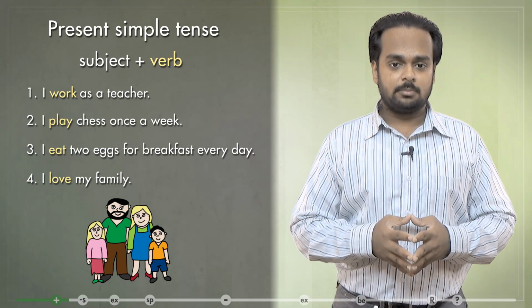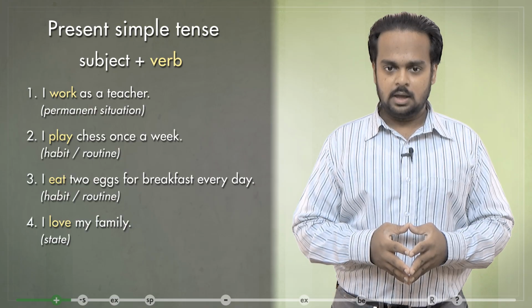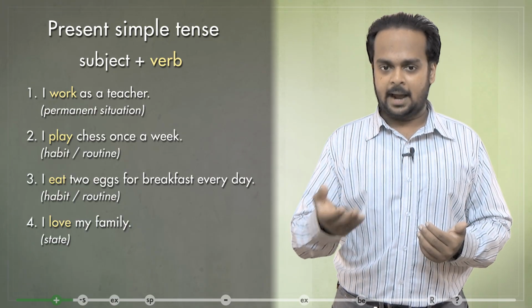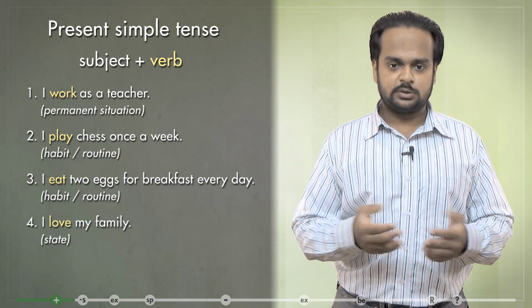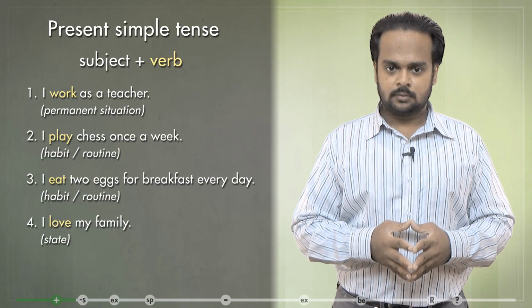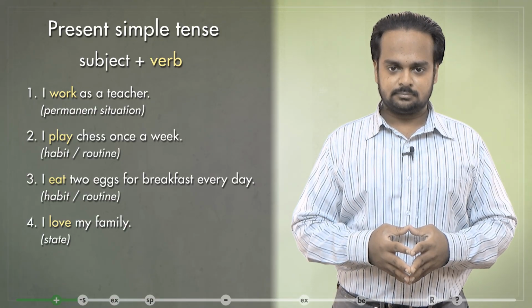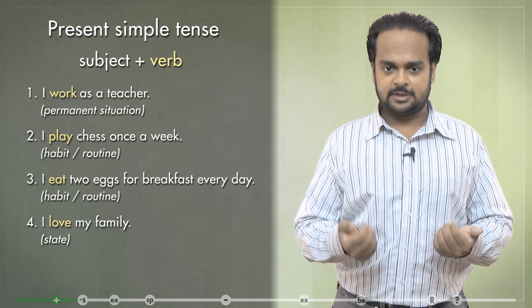And if you remember from the previous lesson, the first sentence is a permanent situation. The second and third talk about things that I do regularly, habits or routines. And the last sentence is a state using the state verb love. These are the main uses of the present simple tense. Now, of course, it's easy to make these sentences with I as the subject.